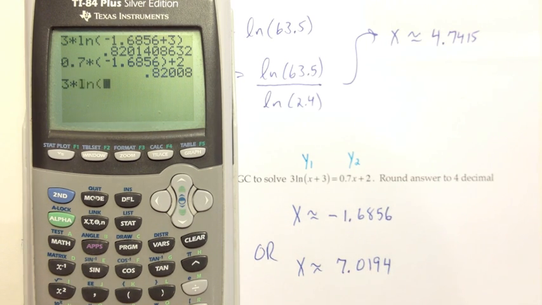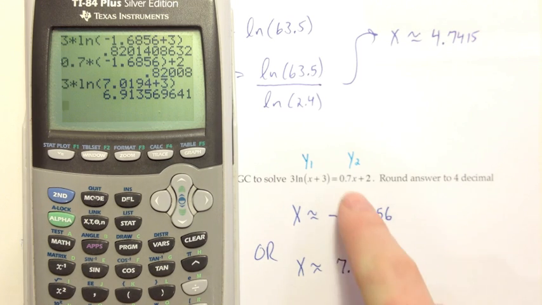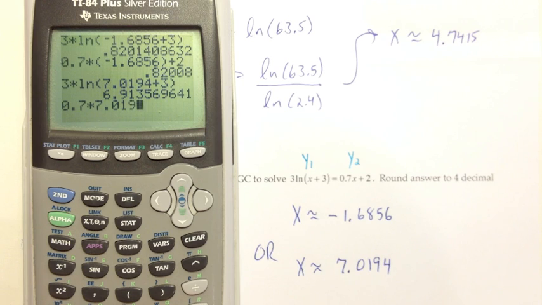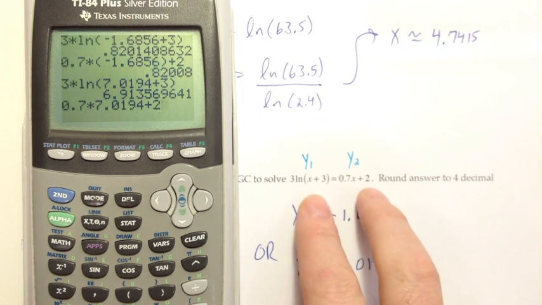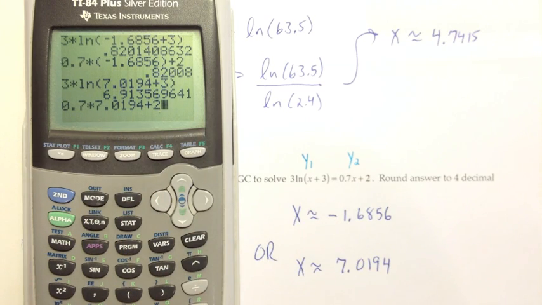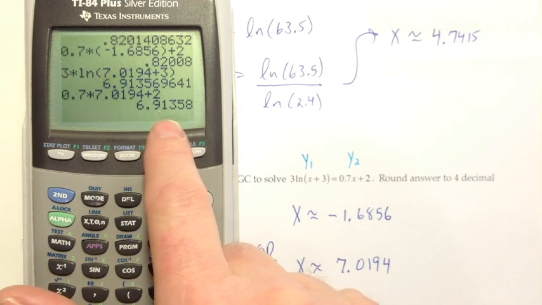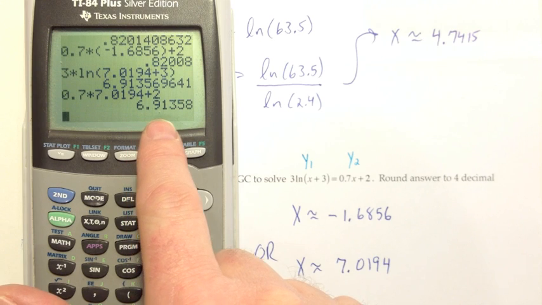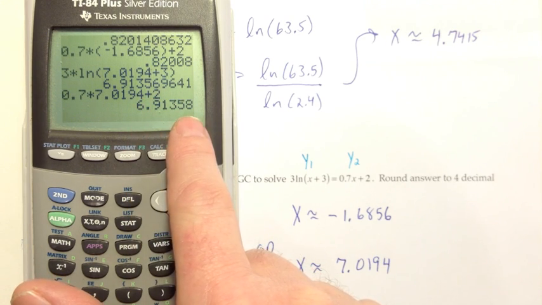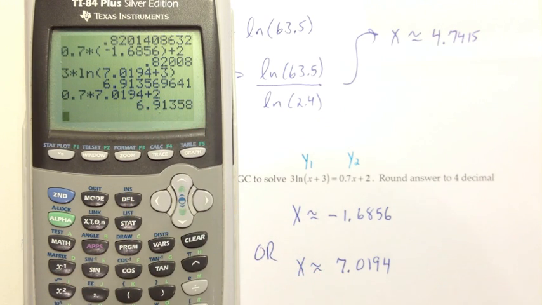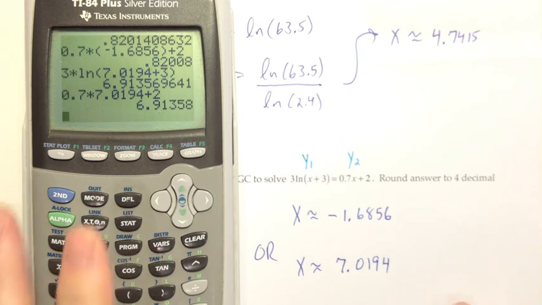3 times the natural log of 7.0194 plus 3. So on the left side I get about 6.91. Let's try the other side. 0.7 times 7.0194 plus 2. If this is really an answer, the two sides should be equal, so I'm expecting about 6.91 again. And I did in fact get that. 6.9135, it's just that's a 6 versus an 8. And that's not because it's not really a solution, it's because it's a rounded solution.